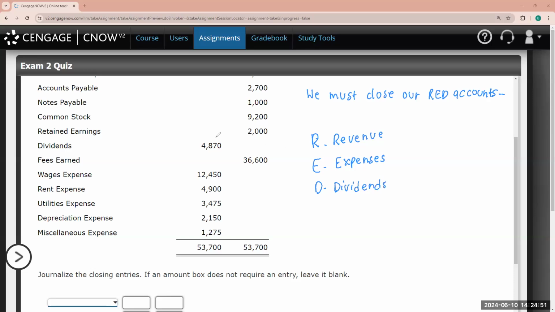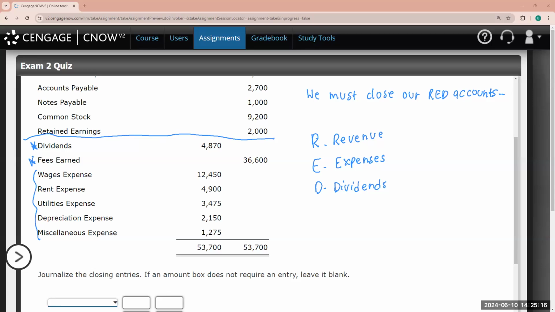All right, so we go through it. We see here, we're going to close out our dividends. We're going to close out our revenue account. And then from there, we are going to close out our expense accounts. Every other account above that, those are our permanent accounts, and they will not be closed. And we know that as we close these entries, they are going to be closed to our retained earnings.